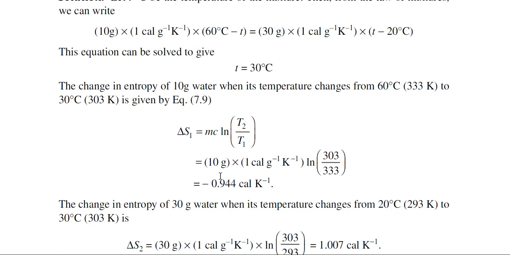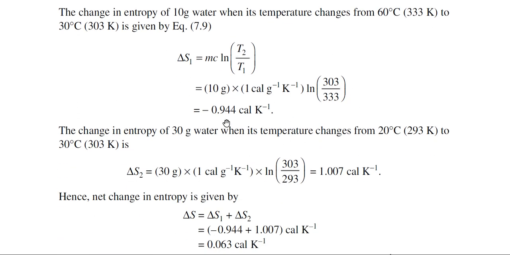M is the mass, that is 10 gram. C is the specific heat that is given, and ln T2 by T1, where I have already mentioned that in this formula T1 is the initial temperature and T2 is the final temperature. So initial temperature was 60 degrees centigrade or 333 Kelvin, and final temperature is 30 degrees centigrade, that is 303 Kelvin. So you just put these values, and you can calculate delta S1. You see that a negative sign appears here, as this system rejects the heat.